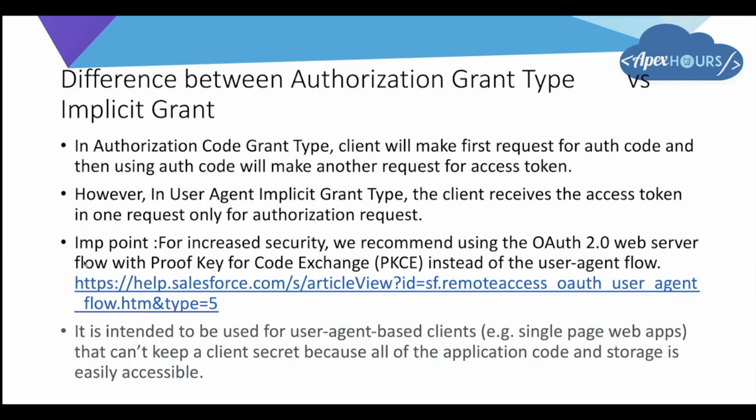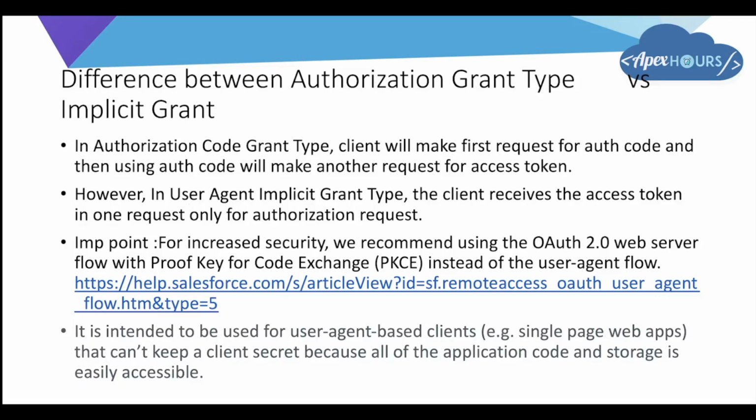So let's go further. What is the difference between authorization grant type and implicit grant type? I uploaded my first video in the identity and access management section about the OAuth web server flow, where I showed what the authorization grant type is. But here we are learning the implicit grant type. So what exactly is the difference between them?